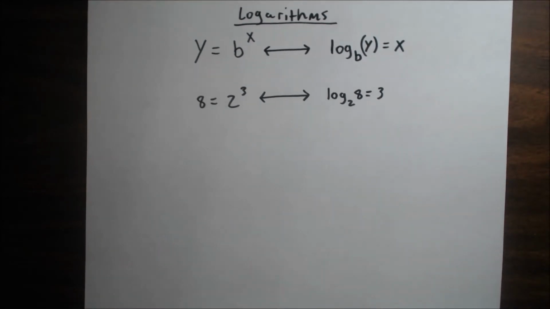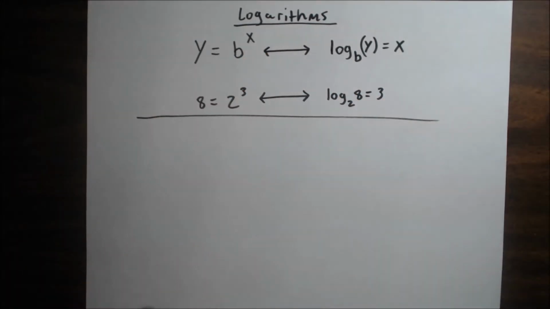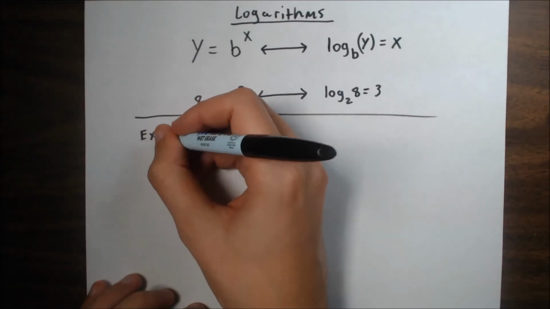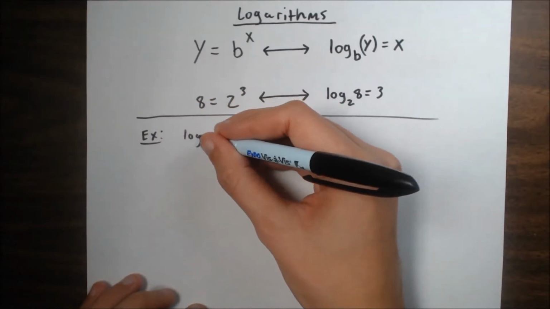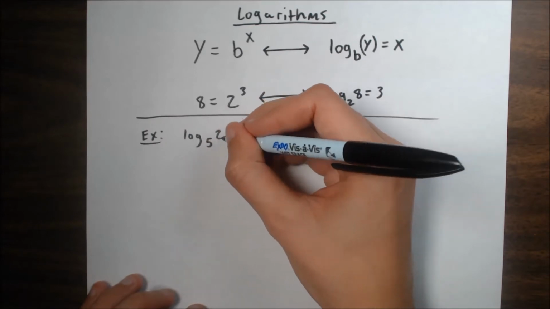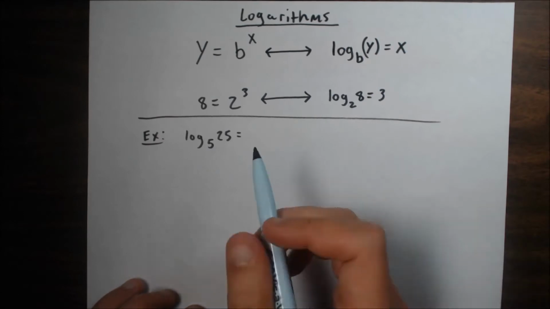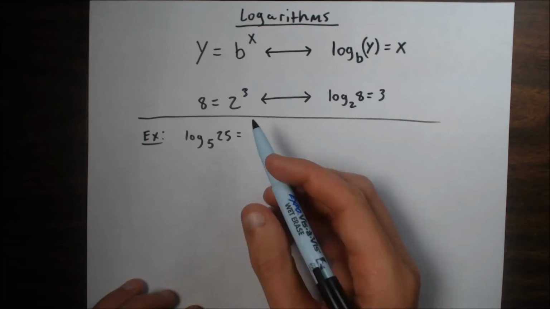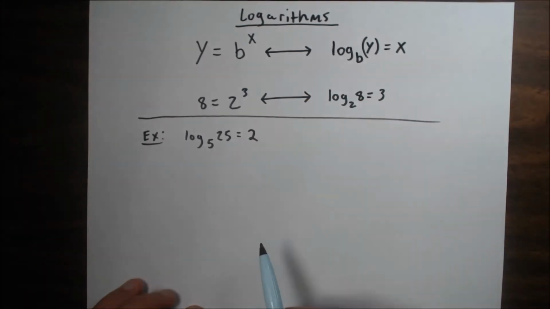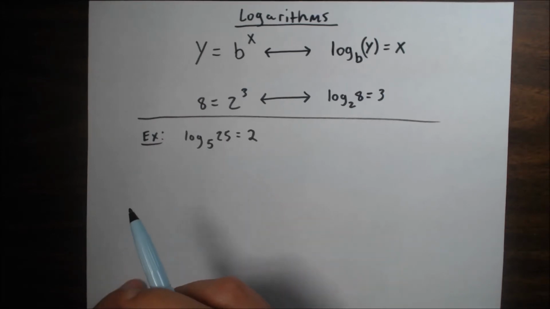Okay, so first let's solve a few logarithms. Let's look at some examples of logarithms and let's see if you can figure out what they would be, okay? All right, so if I said log base 5 of 25, what would that be? So what power of 5 will give me 25? The answer is 2. What power of 5 gives me 25? 5 squared equals 25. Okay?